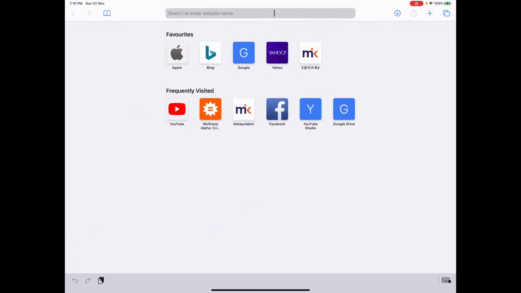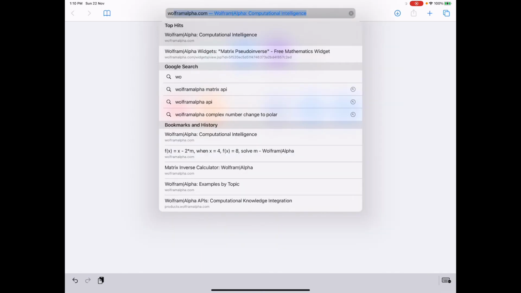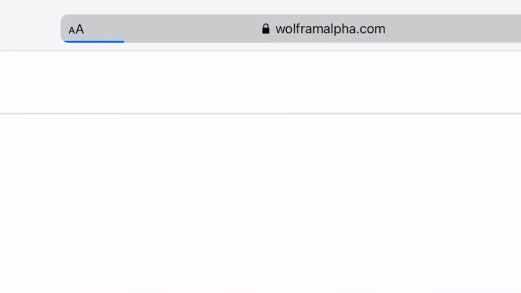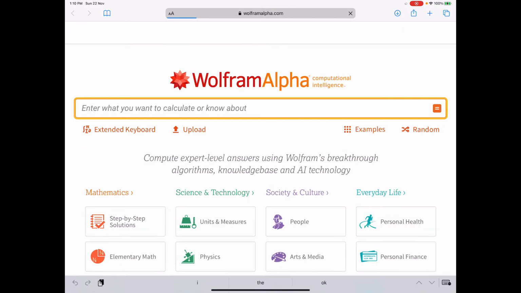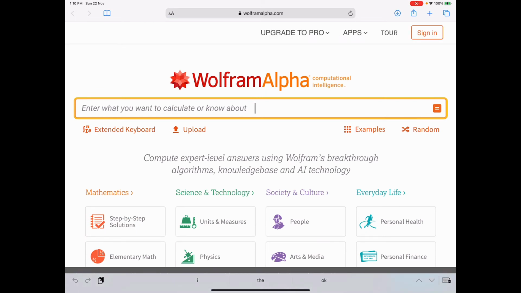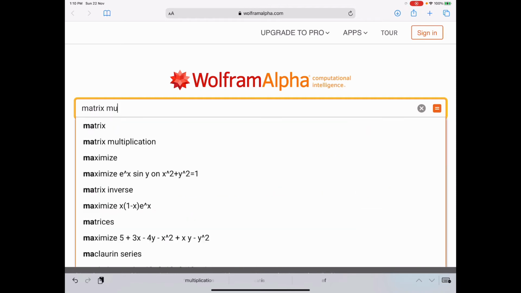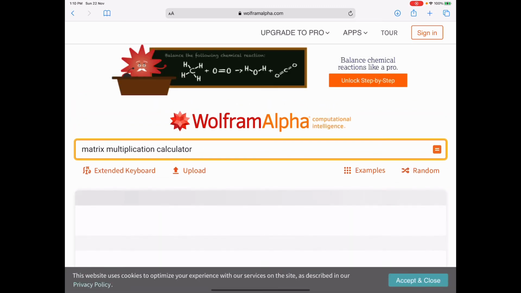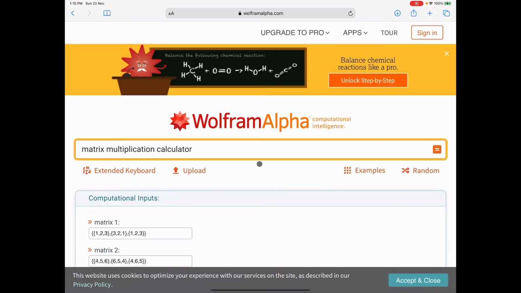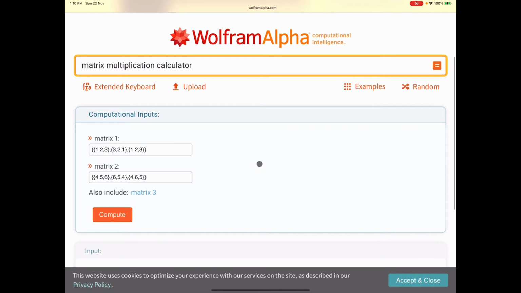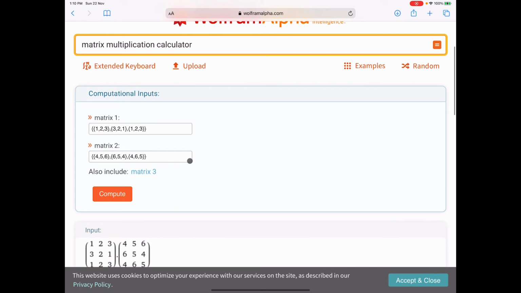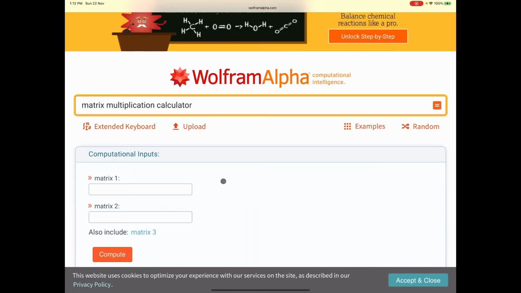Now we go to the browser and type WolframAlpha. So this is the homepage URL. When we enter WolframAlpha, in the main text we type "matrix multiplication calculator" and press enter or click the equal button. It gives an example of how we can multiply two matrices, matrix 1 and matrix 2, and get the result. Of course, this is not our matrix, so we need to enter our matrix.